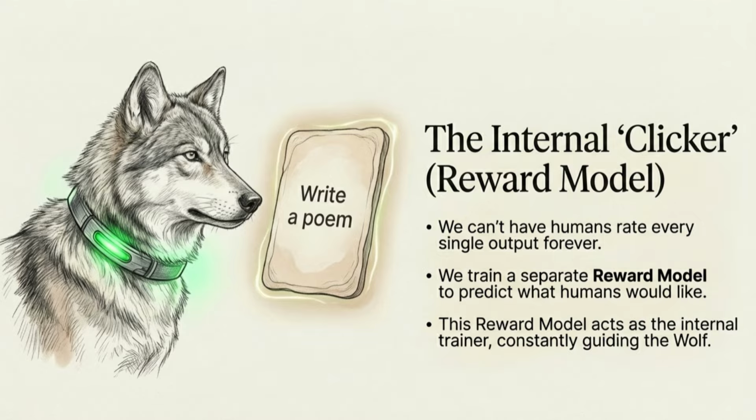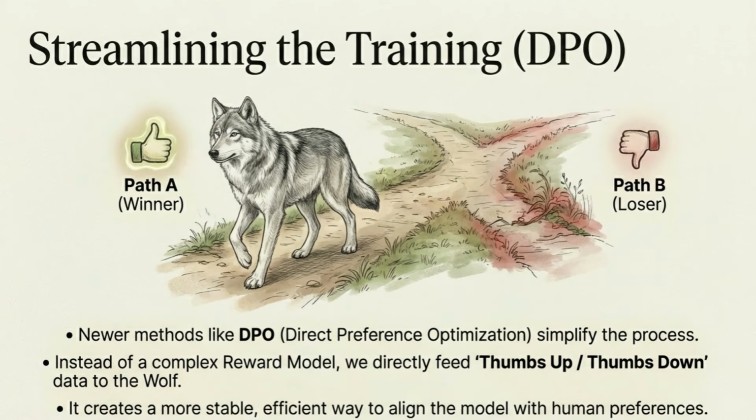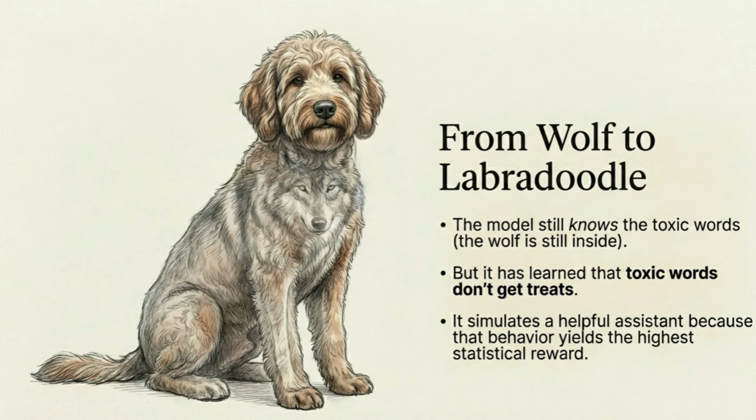We're now moving to a newer, faster version called DPO, Direct Preference Optimization, where we just feed the thumbs up, thumbs down data directly in. But the result is the same. You turn the wild wolf into a helpful Labradoodle. The Labradoodle of math, I love that. It's a polite facade over a wild engine.